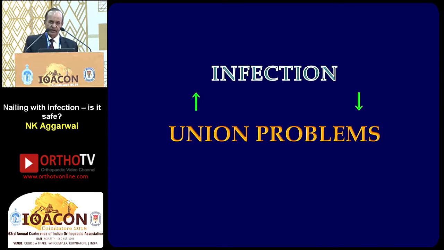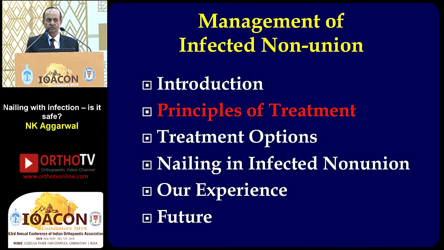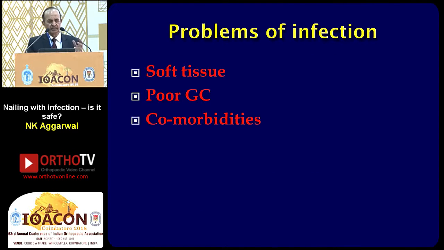When it is an infected non-union, the union and infection propagate each other. If there is infection, it will not let the fracture unite. And if the fracture does not unite, it will not let the infection heal. So it's quite a vicious circle, and we need to break that, and it's a big challenge for the orthopedic surgeons.